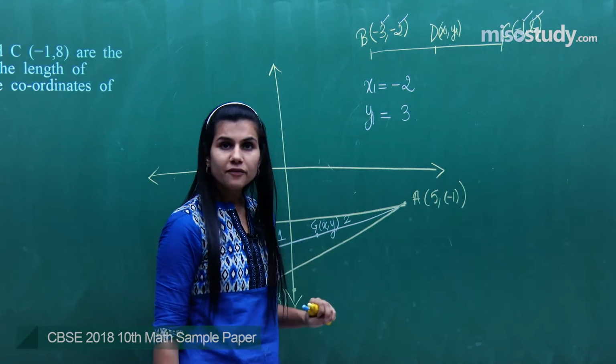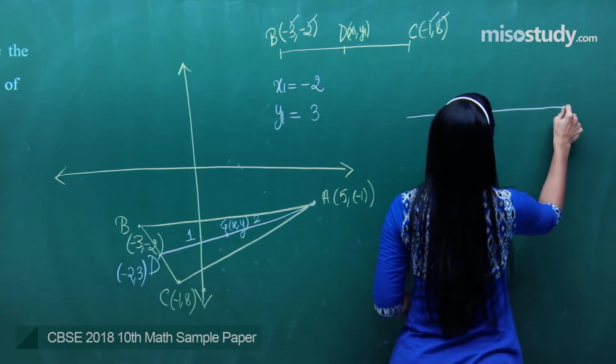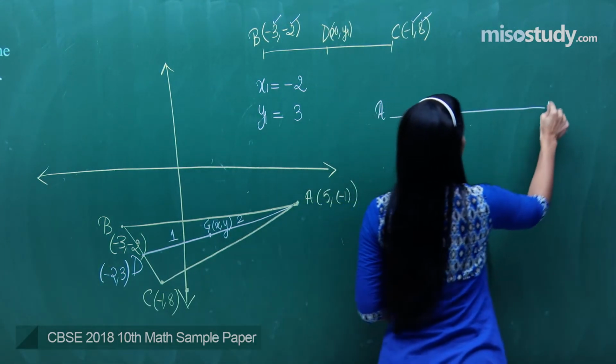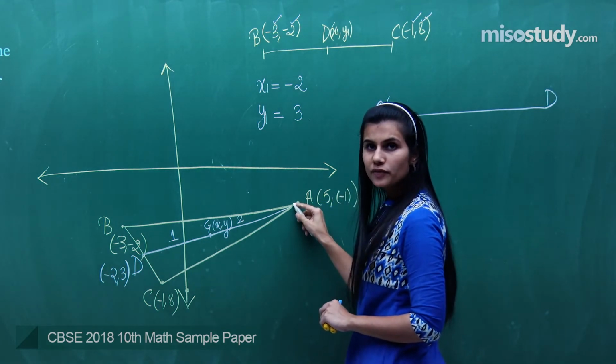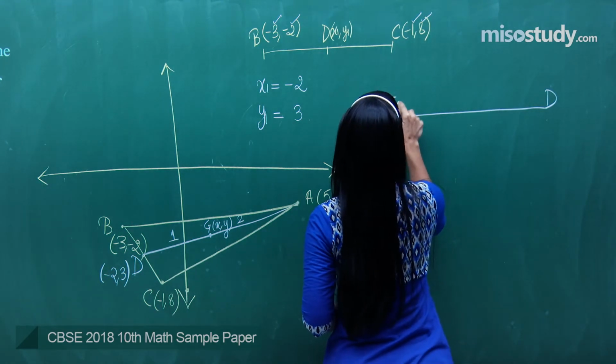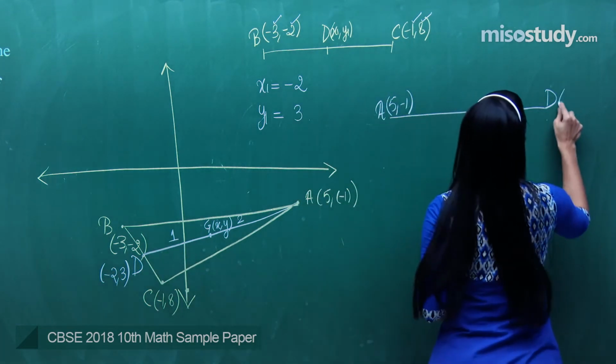The moment you have this, why am I telling this to you is that this is your point A, this is your point D. Now you know the coordinates of the vertex A, 5, -1, and you know the coordinates of point D, -2, 3.